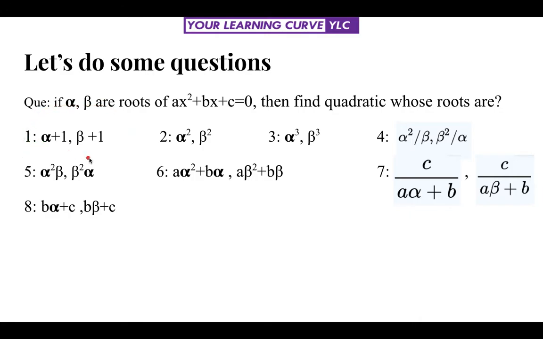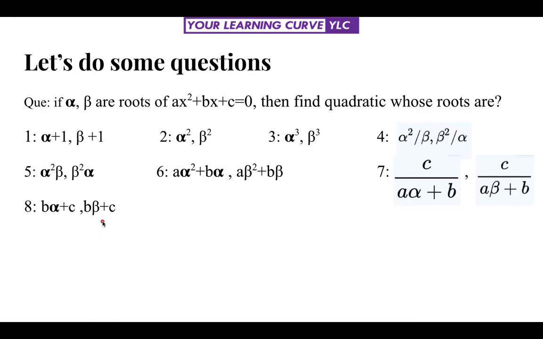I have given you 8 examples, 1 to 8. Alpha plus 1, beta plus 1. Second is alpha square, beta square. Third is alpha cube, beta cube. Fourth is alpha square by beta, beta square by alpha. Alpha square beta, beta square alpha. a alpha square plus b alpha, a beta square plus b beta. Seventh is c by a alpha plus b, comma c by a beta plus b.